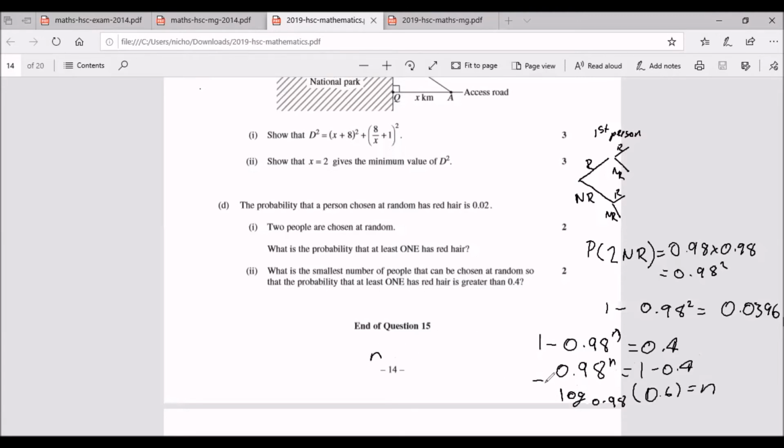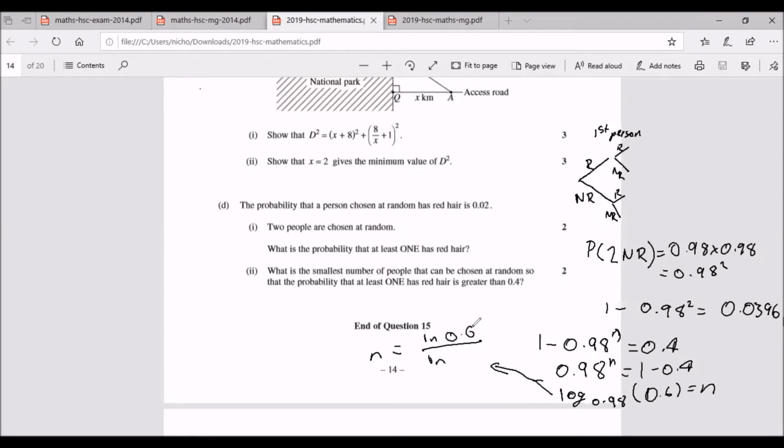And then from there, n equals ln 0.6 all over ln 0.98. So what have I done here? I've just used my change of base formula. I thought it was the other way around. Oh, sorry, it is. Yeah, all good. My mistake.